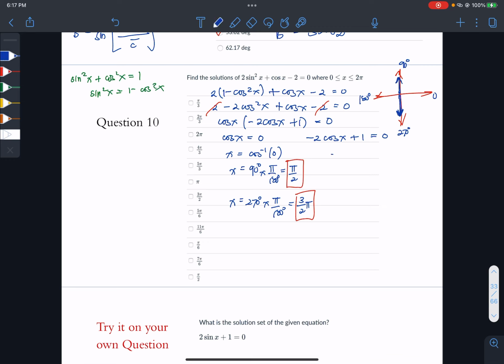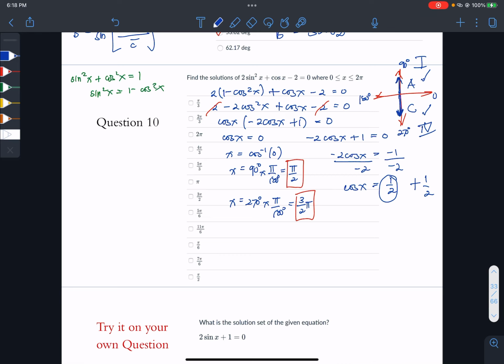So, meron tayong negative 2 cosine x. So, transpose ko yon negative 1. So, divide ko yan both by negative 2. So, cosine x would be positive 1/2. So, remember, ang cosine, saan siya? All cosine. Ano yung sine dito? Ang sine dito is positive 1/2. Okay, so ibig sabihin nun, ang quadrant na makukuha natin, one is on the first quadrant, the other is on the fourth quadrant. So first quadrant and fourth quadrant siya.